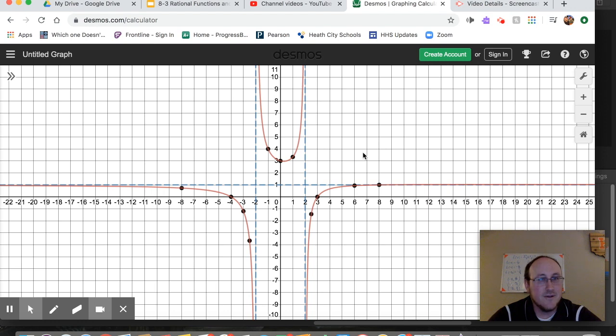It's a rather drawn out, intense process. Lots of different steps involved there, but you can create some reasonably accurate graphs by hand of some of these rational functions. So that's how you do that.